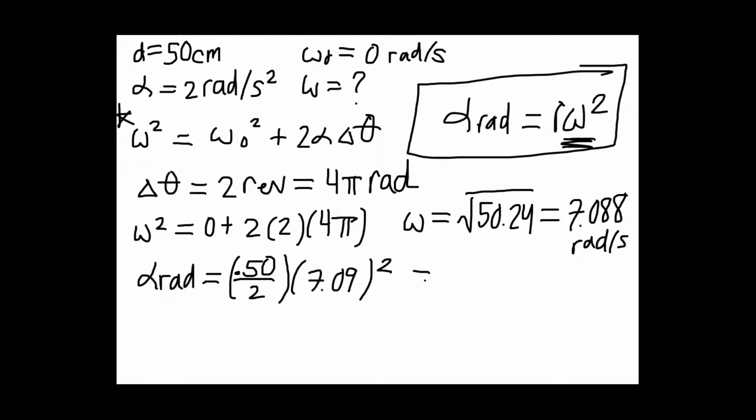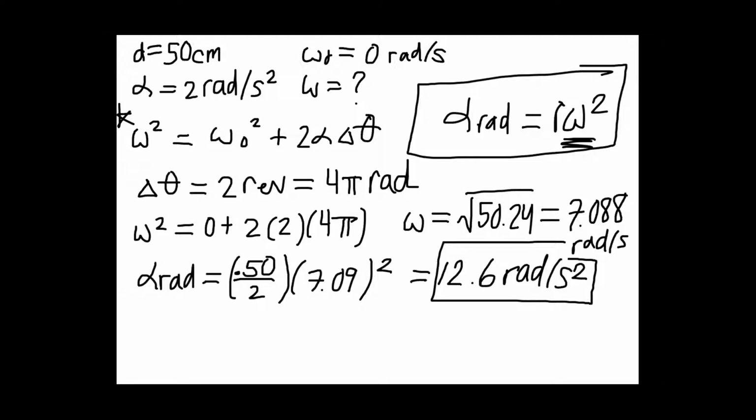And when we get the result for this, we get 12.6 radians per second squared, which gives us our radial acceleration when it has completed 2 rotations with that particular velocity, angularly.